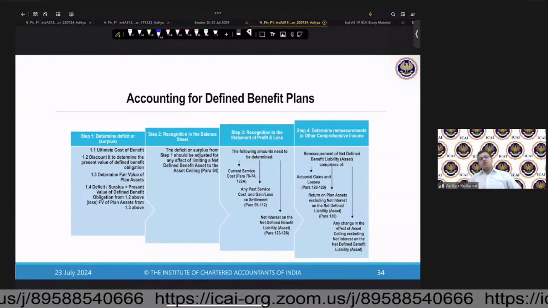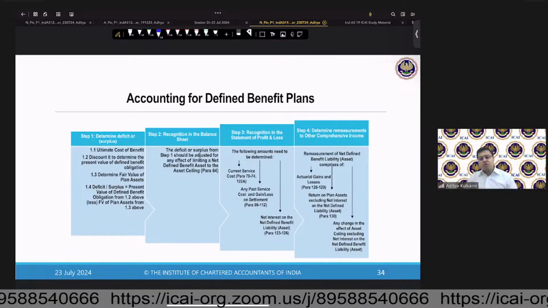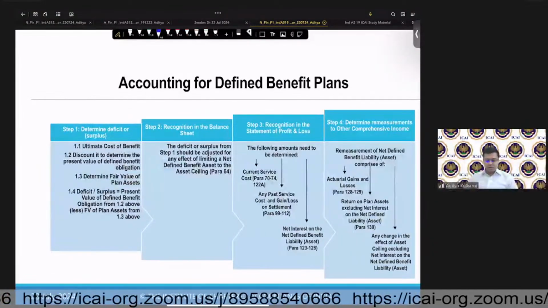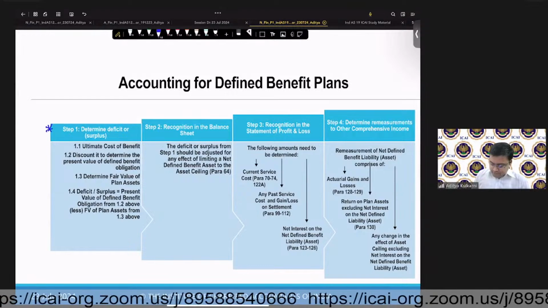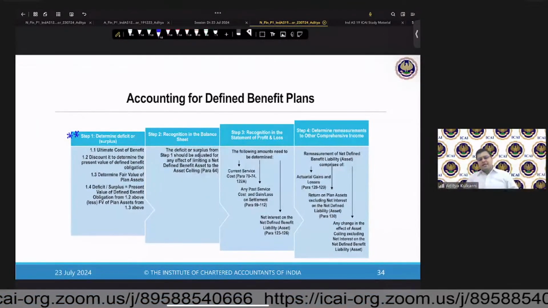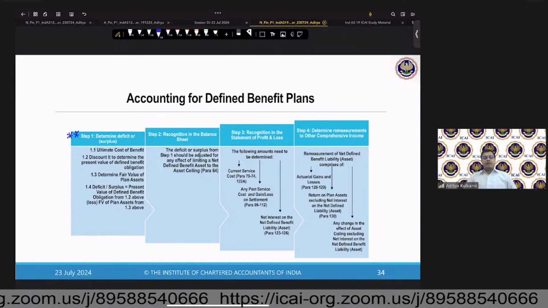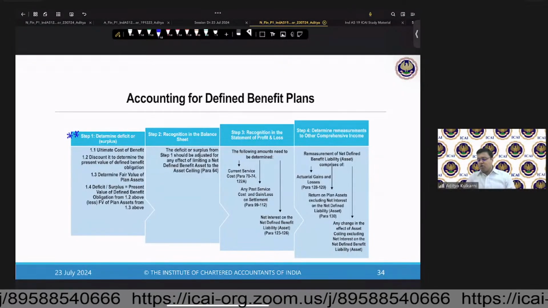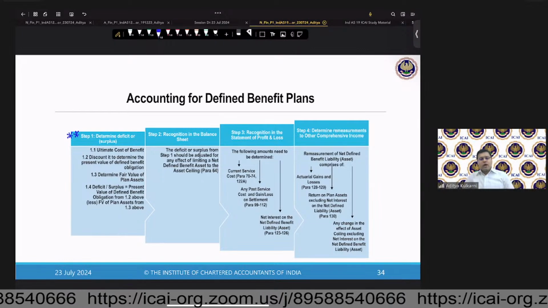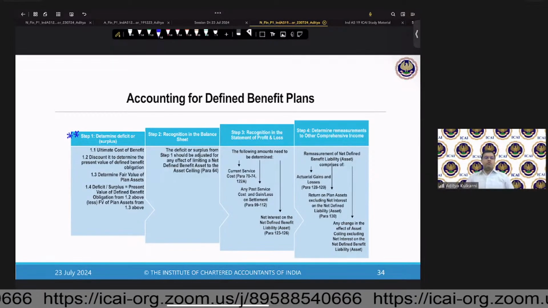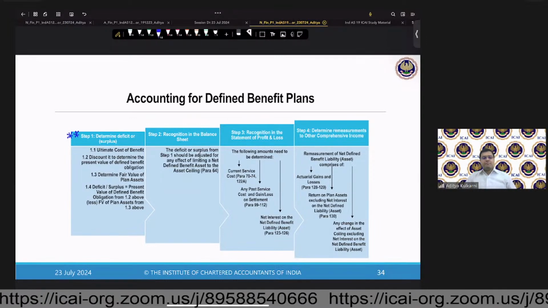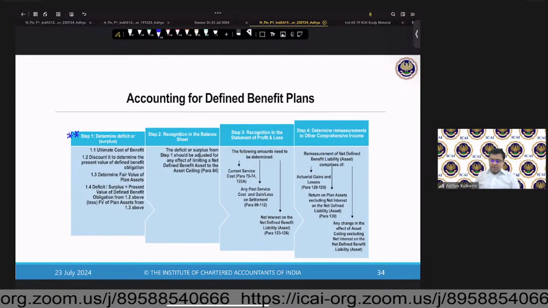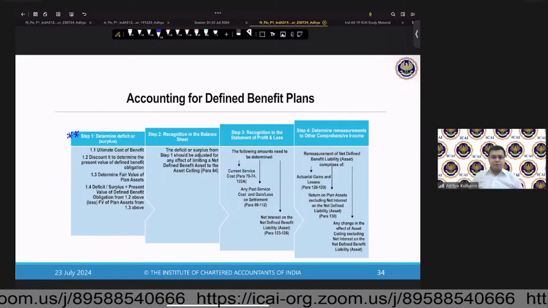So now, when we talk about defined benefit plans, it is a four-step model. First one is determining the deficit or surplus, and this is the most important step. After that, the outcome of step one will give step two, three, and four together. Step two, what should go in the balance sheet? Step three, recognition in the P&L. Step four, what should go to other comprehensive income. So step one is the basis for steps two, three, and four. Steps 2, 3, and 4 are ultimately an output of step 1: what goes in P&L, what goes in balance sheet, what goes in OCI. All right. So when you talk about deficit or surplus, it is basically four sub steps which are involved.